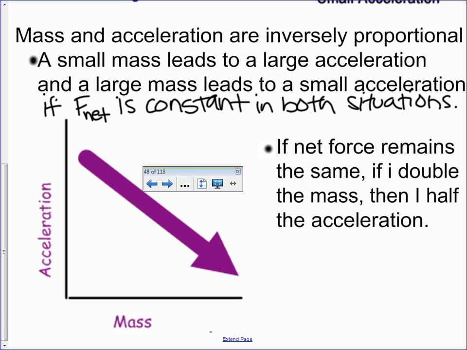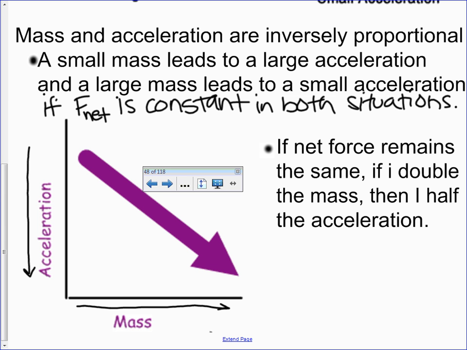So this graph looks a lot different than the last graph, the force and acceleration graph. Mass is the independent, or changing, variable in the situation. Acceleration is the dependent variable. That depends on the mass. Force is constant. So as mass increases, acceleration decreases. So that's where we get the inversely proportional. They kind of do the opposite of each other. So if net force remains the same, and I double the mass, then acceleration is halved.